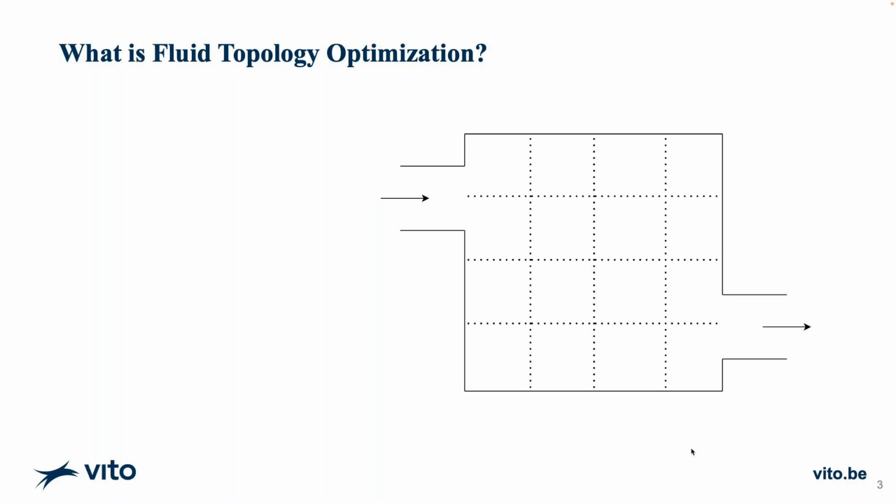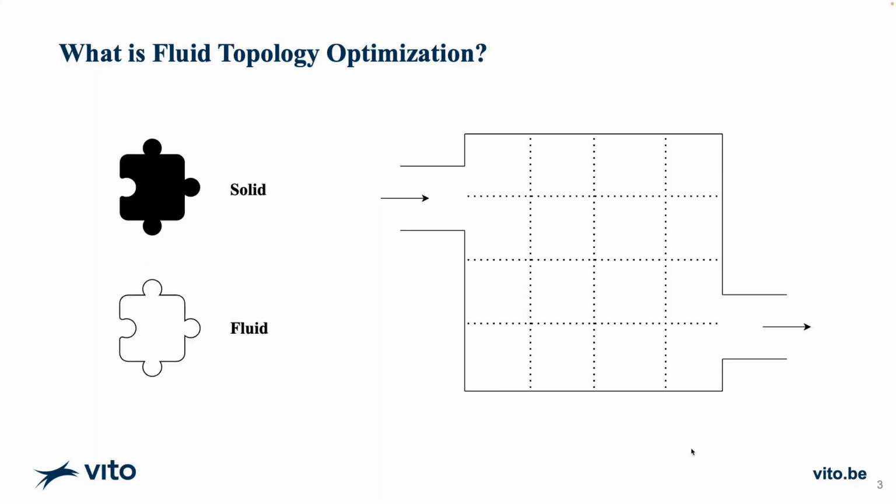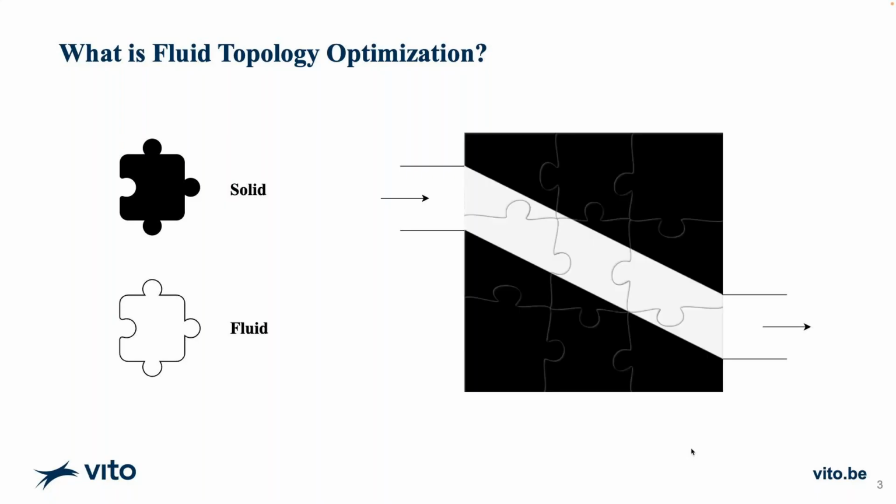We consider this entire thing as the base of a puzzle board, and we essentially have two puzzle pieces, a solid and a fluid. Topology optimization tells you how you can place these individual pieces so that it gives you a design that minimizes your objective function. So now coming to the objective of this work.